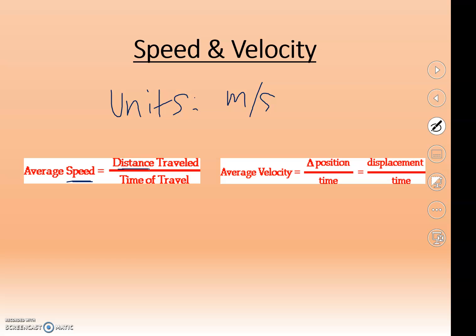But when we're talking about average velocity, our velocity is dependent on our change in position, or the displacement. Remember, these two are the exact same thing. Displacement is the change in position. So for velocity, you're only looking at, okay, where did you start? Where did you end? Measure that, or calculate that, and then divide it by your time.